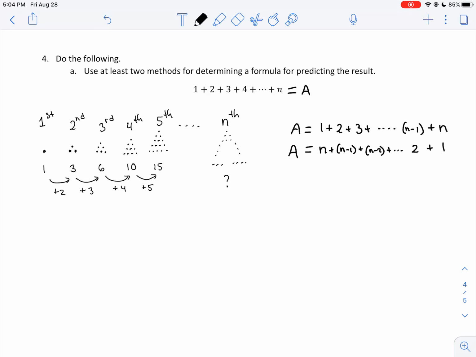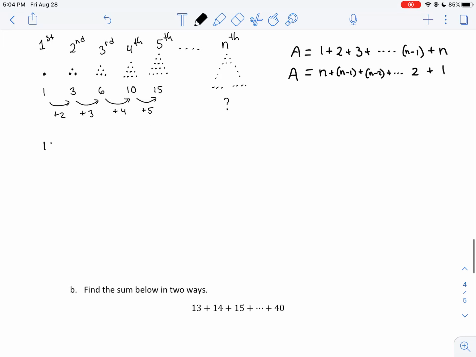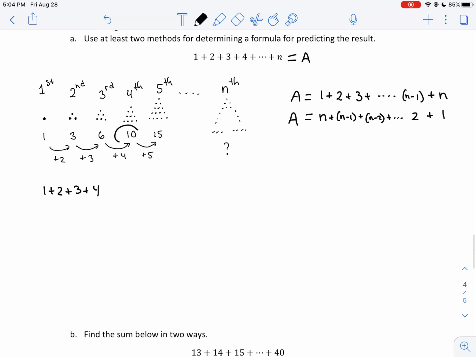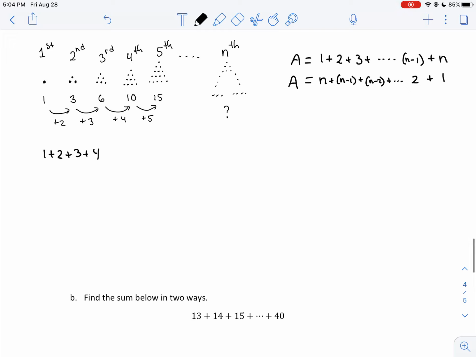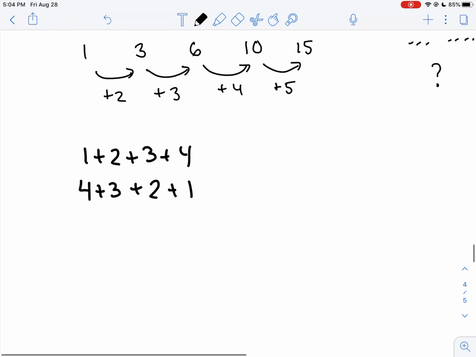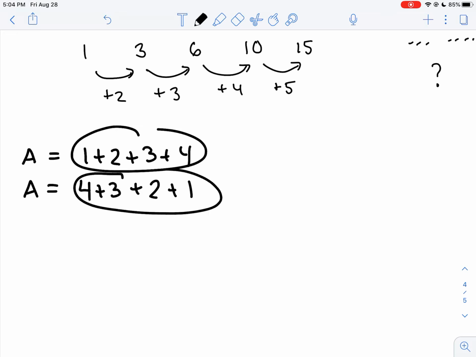If you're having trouble seeing this with the n's, imagine doing this with 1 plus 2 plus 3 plus 4, which we know the answer is going to be 10, the 10th number in this list. But look what would happen if I reversed it. And let's pretend that I don't know what this number is. I know the answer is going to be 10. And if I add them this way versus add them this way, it won't matter.